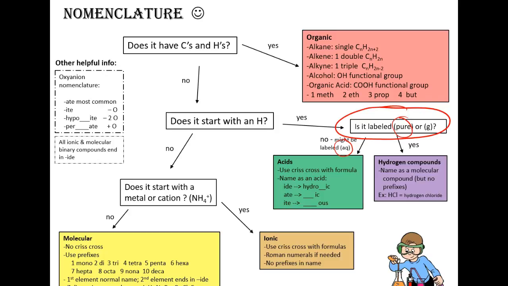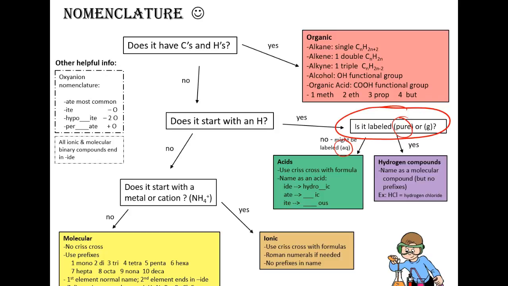If, however, it's labeled pure or gas, that indicates it's an actual compound, and it's not a solution. It has not been dissolved in water, and so then you would name it as a molecular compound. The kind of funky or weird thing about hydrogen compounds, however, is that for some reason they don't use any prefixes. So in the purple box, the example HCl, if it had an AQ behind it, we would call it hydrochloric acid. But if it said G for gas or pure, it would just be called hydrogen chloride. For some reason, they don't call it hydrogen monochloride. It's just hydrogen chloride, and those hydrogen compounds are a bit of an exception when it comes to naming compounds.